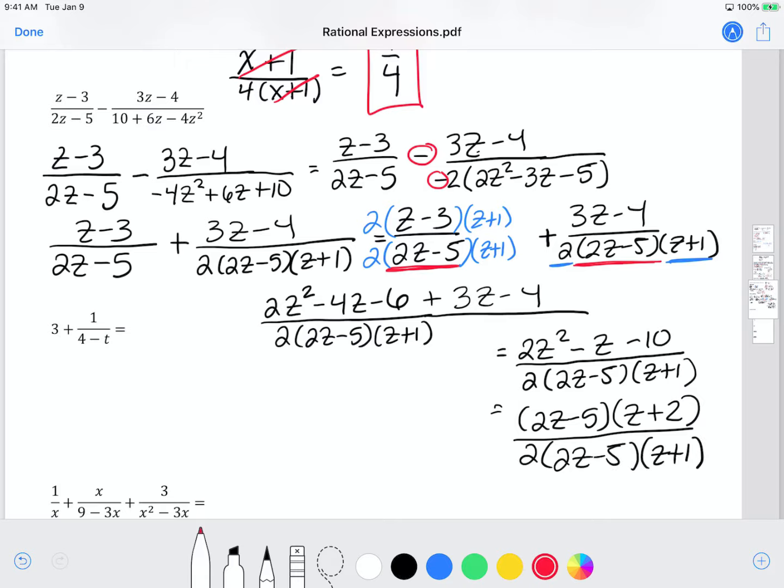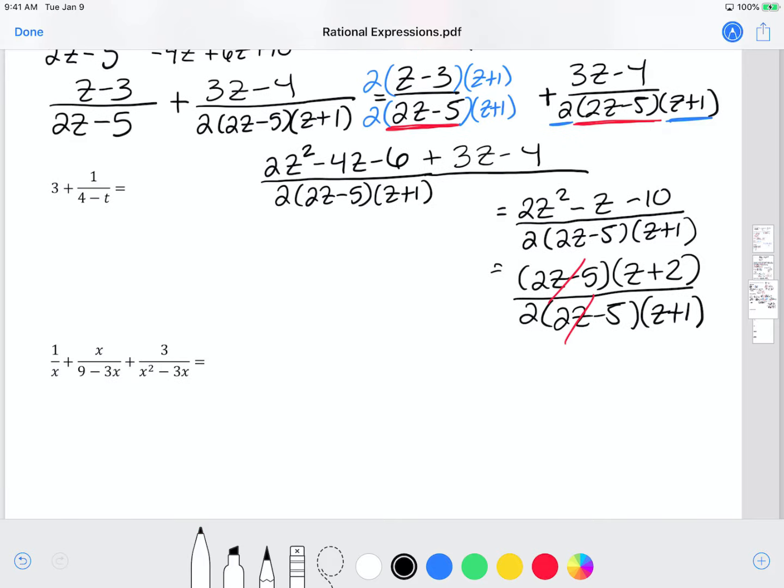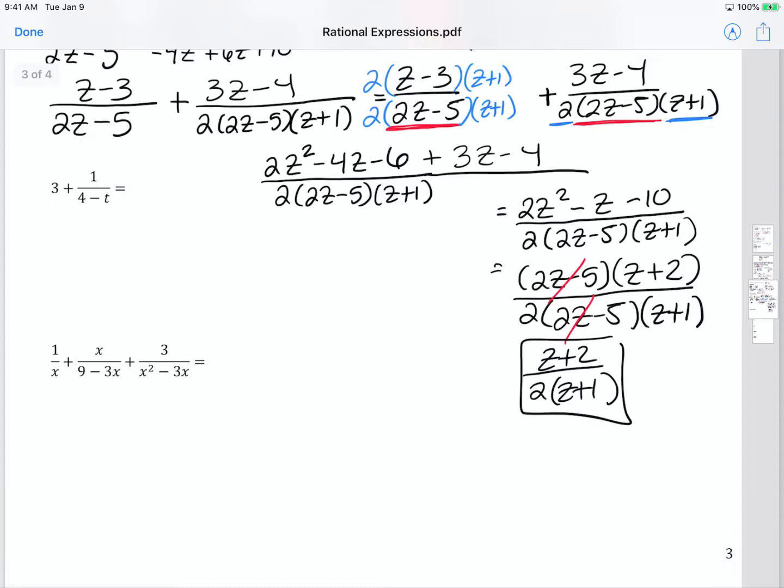Now I can cross off what they have in common, and so my final answer is going to be z plus 2 all over 2 times z plus 1. So that was a fairly lengthy problem, but it was the same procedure.